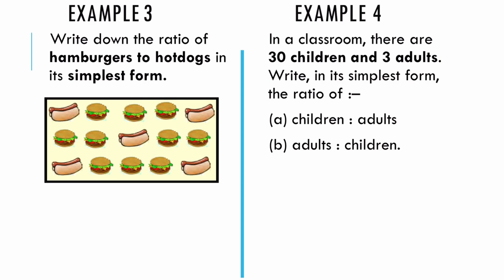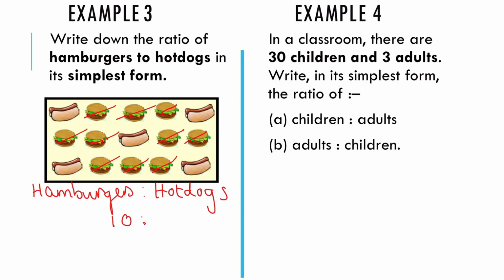Example 3. Write down the ratio of hamburgers to hot dogs in its simplest form. So hamburgers to hot dogs, and we're going to count through and see how much we've got. Hamburgers, we have 1, 2, 3, 4, 5, 6, 7, 8, 9, 10. Hot dogs, we've got 1, 2, 3, 4, 5. So the ratio of hamburgers to hot dogs is 10 to 5. However, we want to simplify this. The highest common factor of 10 and 5 is 5, which tells me the simplified ratio is 2 to 1.